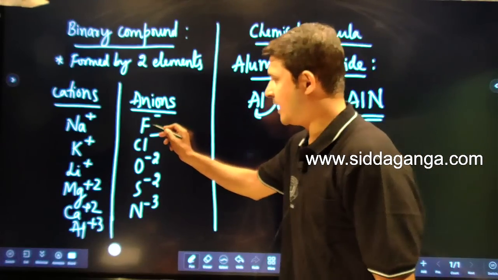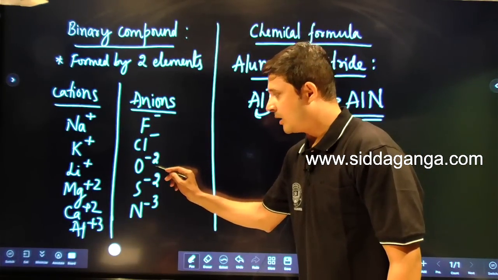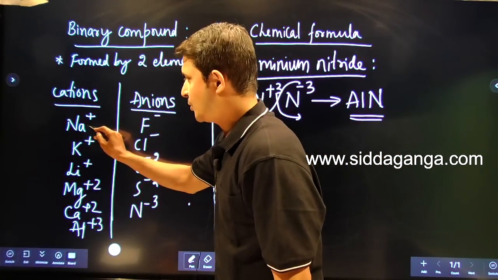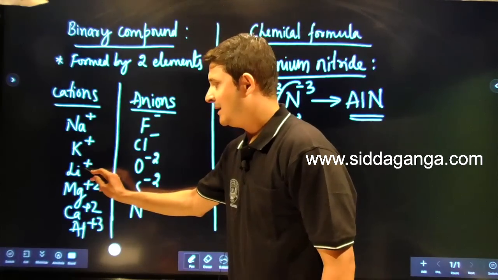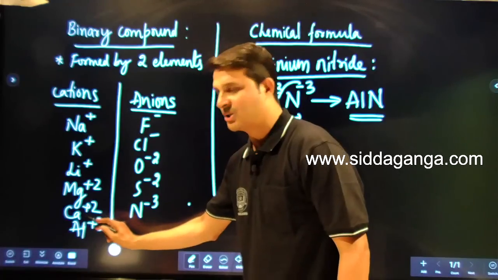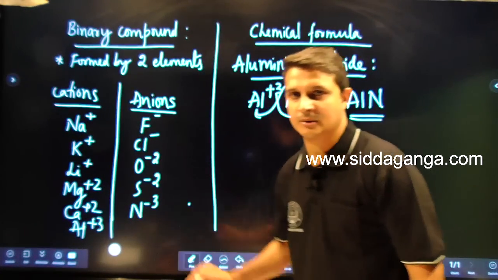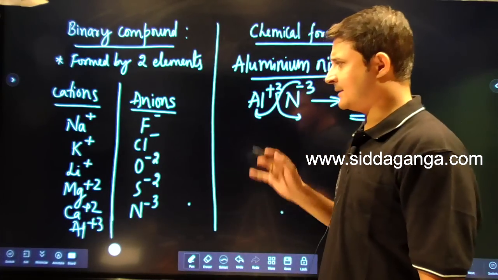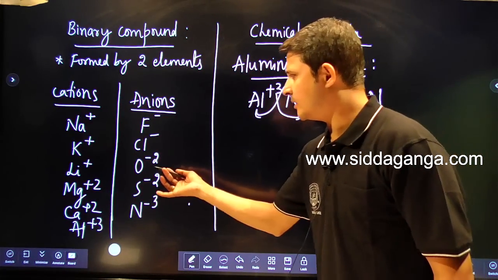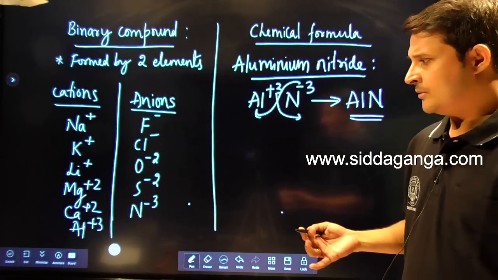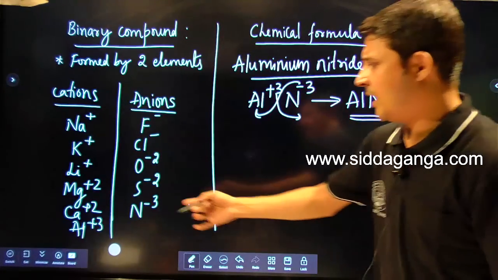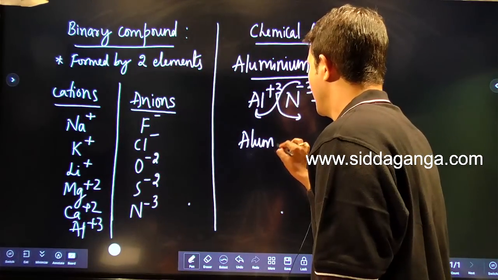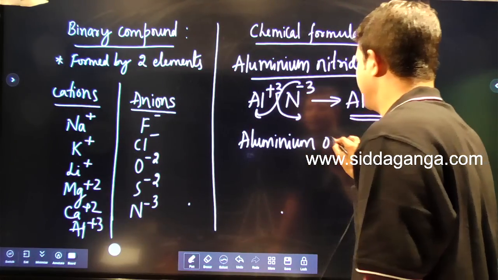So these are fluoride, chloride, oxide, sulfide, nitride. Here we have taken sodium, potassium, lithium, magnesium, calcium, and aluminium ions. So these are some of the examples. Have you missed any examples here? Let's take aluminium oxide.